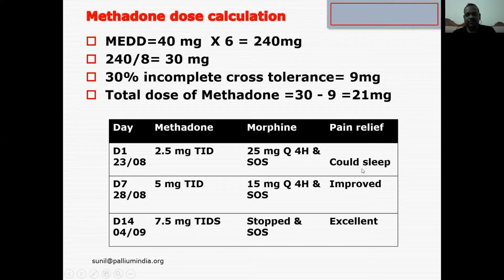In the first week, the patient could sleep. Instead of day 2, we waited for another 6 days. On day 7, we added another 1/3, so it became 5 milligram TID, and we reduced the morphine. The patient had improved pain relief. On day 14, we converted fully to methadone and stopped the morphine. The patient had excellent pain relief.